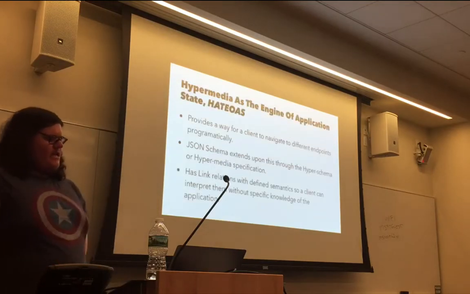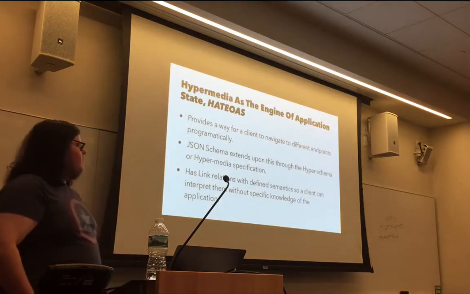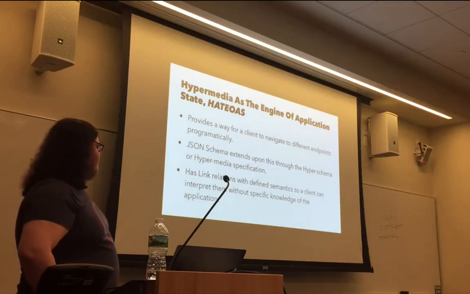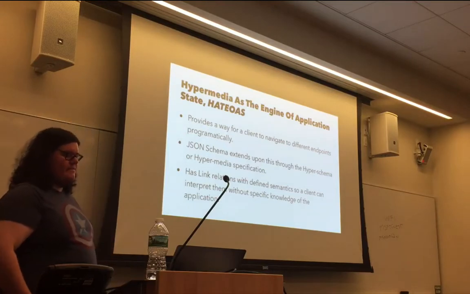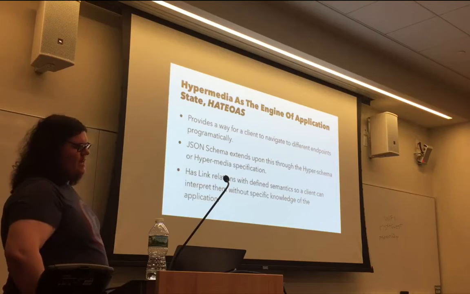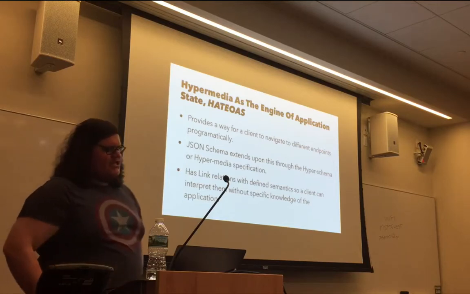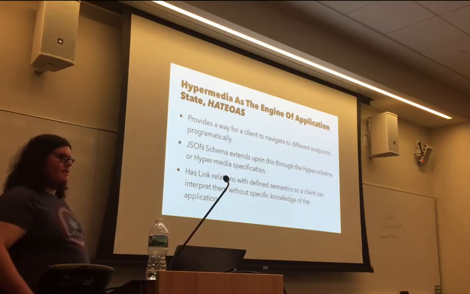Hypermedia is the engine of application state. It has a nice acronym. This is a really awesome, still kind of in progress, principle of REST APIs that provides a way for a client to navigate to different endpoints programmatically. JSON schema extends upon this concept through its use of the hyper-schema/hypermedia specification. And it has link relations with defined semantics, so a client can interpret them without specific knowledge of the application.